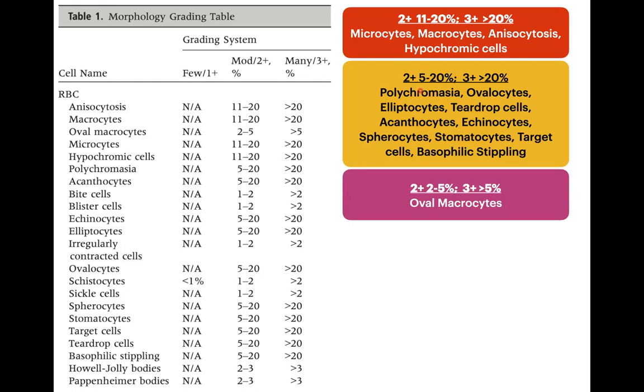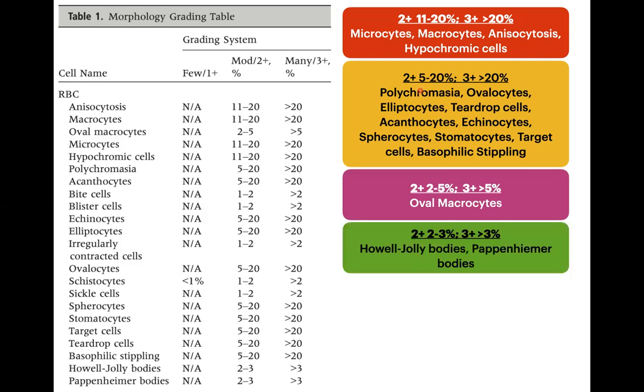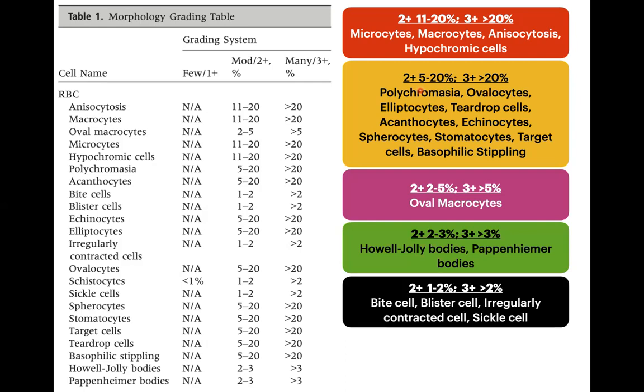Even if you don't remember the entire thing, the percentages, just try to remember the first cutoff, that is 2%, 5%, or 10%. In case of Howell-Jolly bodies and Pappenheimer bodies, the cutoff is again 2%. Cells like bite cells and blister cells, all seen in oxidant damage, even when you are seeing 1% of them, you have to describe them.